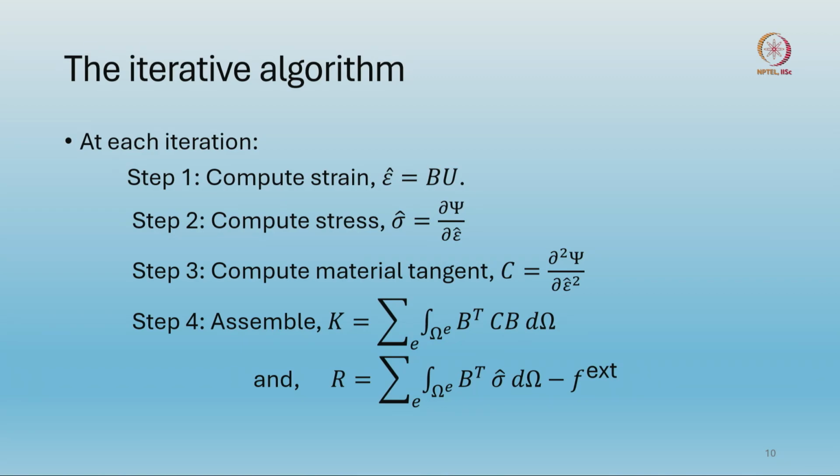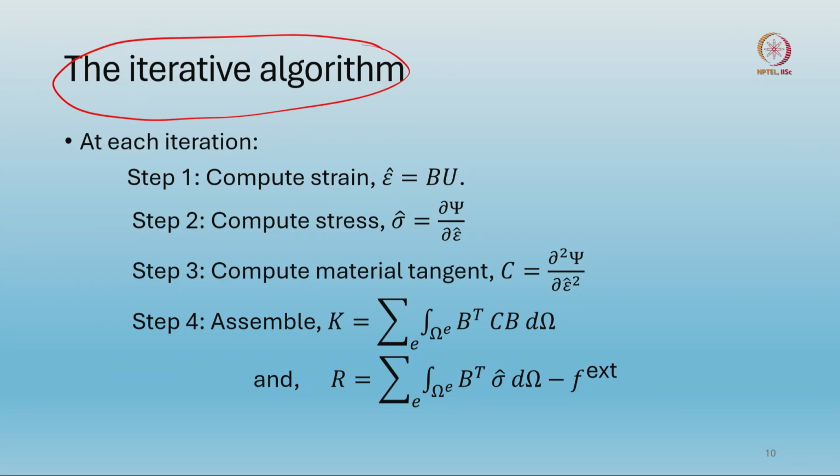Having set the stage for what the algebraic equations are and how we arrive at the linearized form of that nonlinear algebraic equation into a locally linear form, something like K times delta U equal to minus R(U), we are now ready to describe the iterative algorithm which informs the final solution in a computer. So, in step 1, consider the kth iteration.